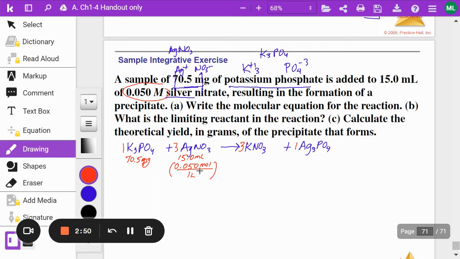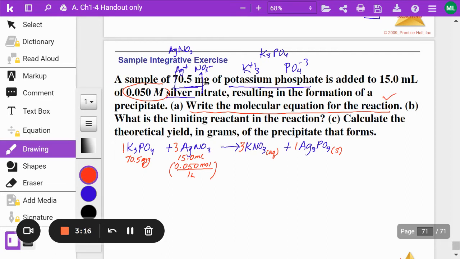So, which of these do you think is the precipitate? Potassium nitrate is aqueous because when asked about the nitrates, the answer is always that they are all soluble. So the solid would have to be this. This is the precipitate, right? It says write the molecular equation for the reaction, which you did right here. This is the balanced molecular equation. What is the limiting reactant?